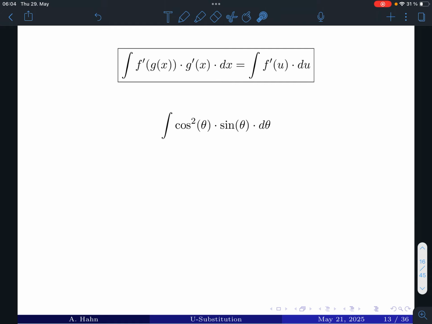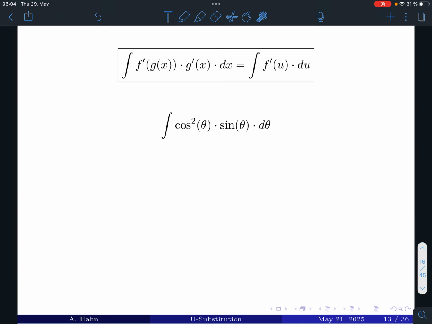Hello. So let's do another example. And so again, like we've been talking about, what we're looking for to see if we can even do U-substitution is a composite function. So we're looking for an inside function and an outside function, and then the derivative of our inside function multiplied somewhere else in the problem.